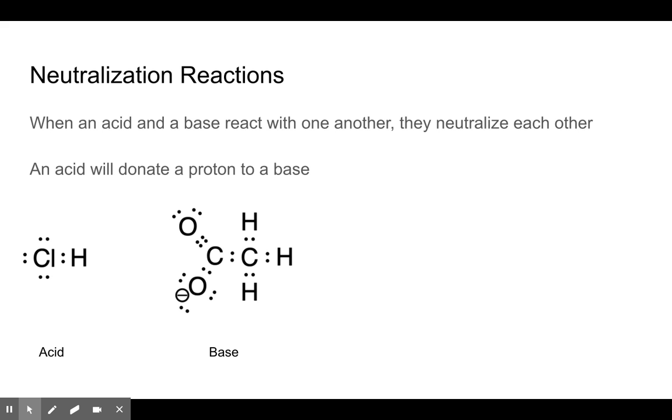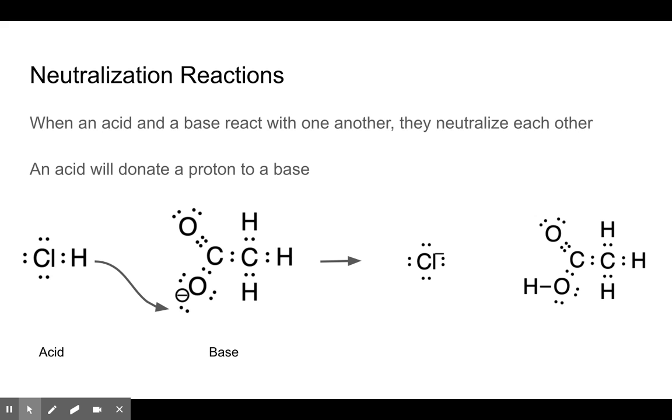I know that it's a base because it has a negative charge on it, meaning that it can accept a positively charged proton. So when they react, the proton is going to be donated to the negative charge, and they essentially turn into new things. We have a chloride ion, and we have what's called an acetic acid molecule.